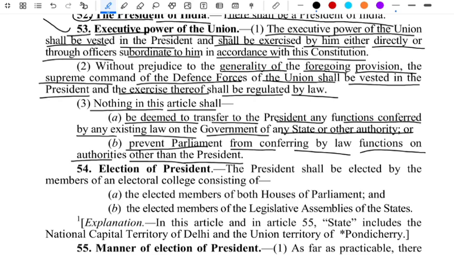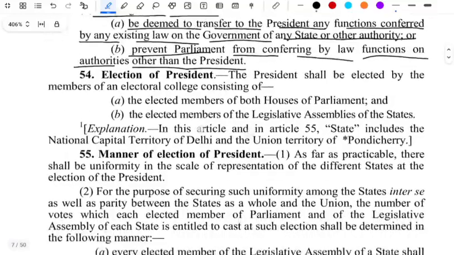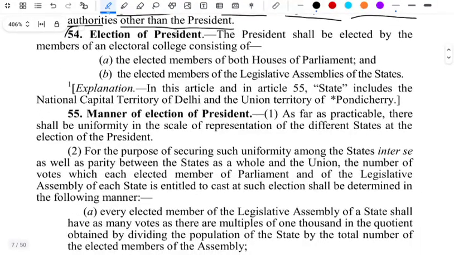The President of India is the Supreme Commander of the defence forces. So that is Article 53, about the executive powers of the Union. Article 54 says the election of the President is by an electoral college.